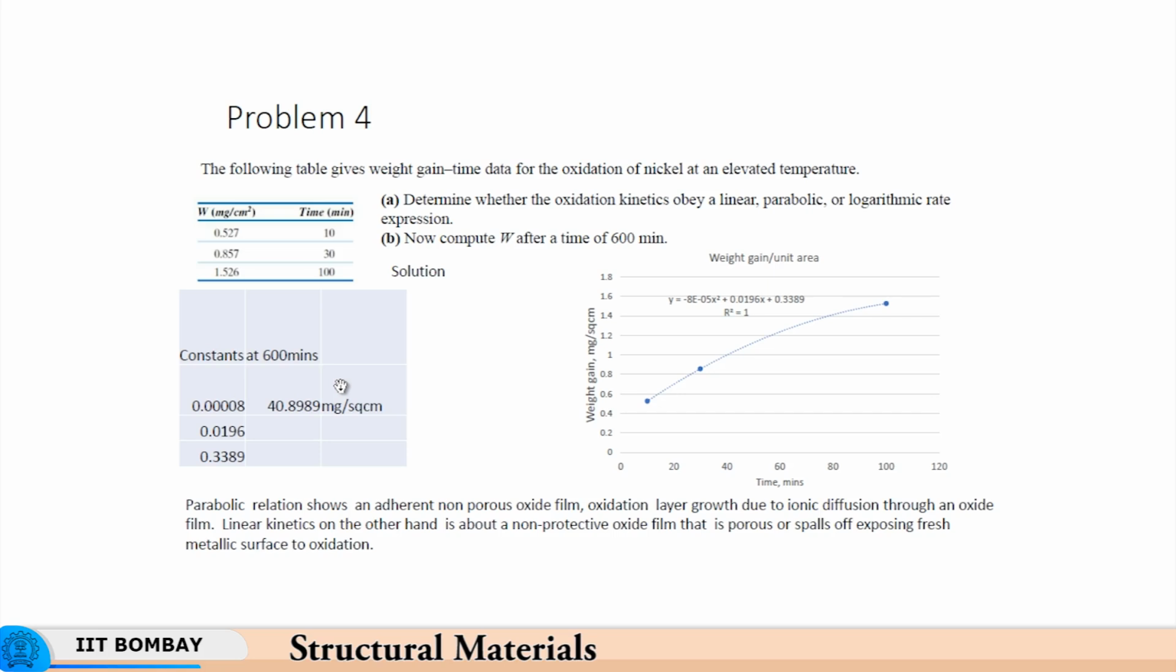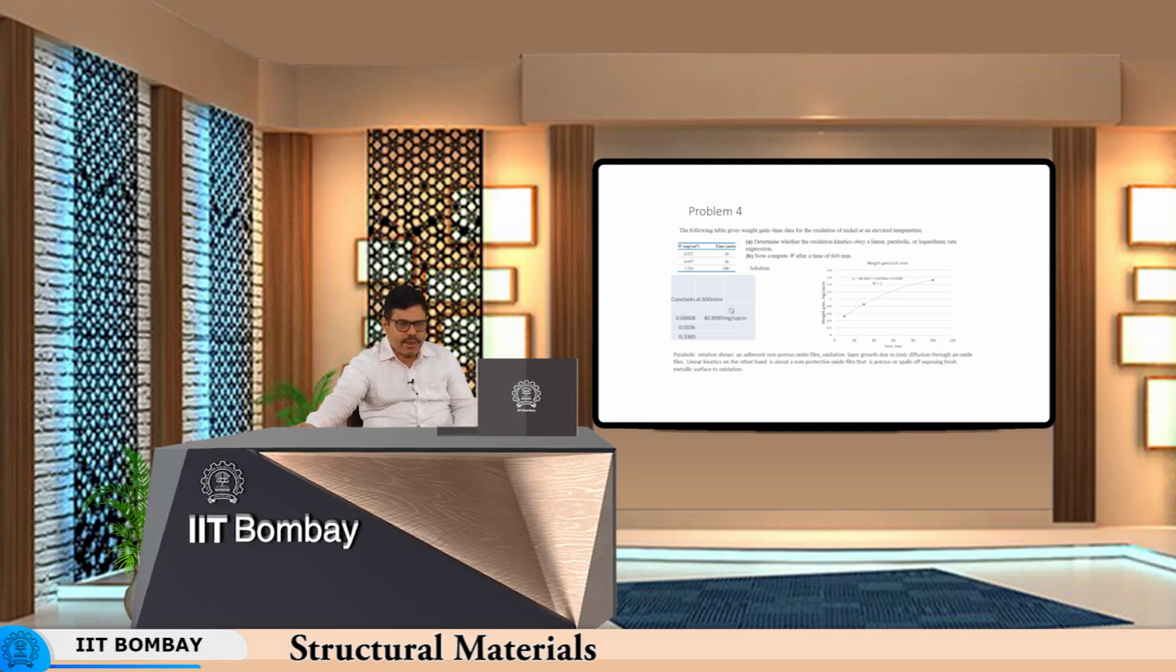So, weight gain with respect to time. Weight gain is because of oxide getting into the metal, formation of oxide, right. And the layer growth is due to ionic diffusion through an oxide film. So, basically the growth of the oxide is governed by the diffusion of ions through the oxide film, and that is protecting. Now, one has to find out whether this weight gain corresponds to a protective oxide film or non-protective oxide film, right. You have measured the weight gain, and you need to find out whether it is desirable or not.